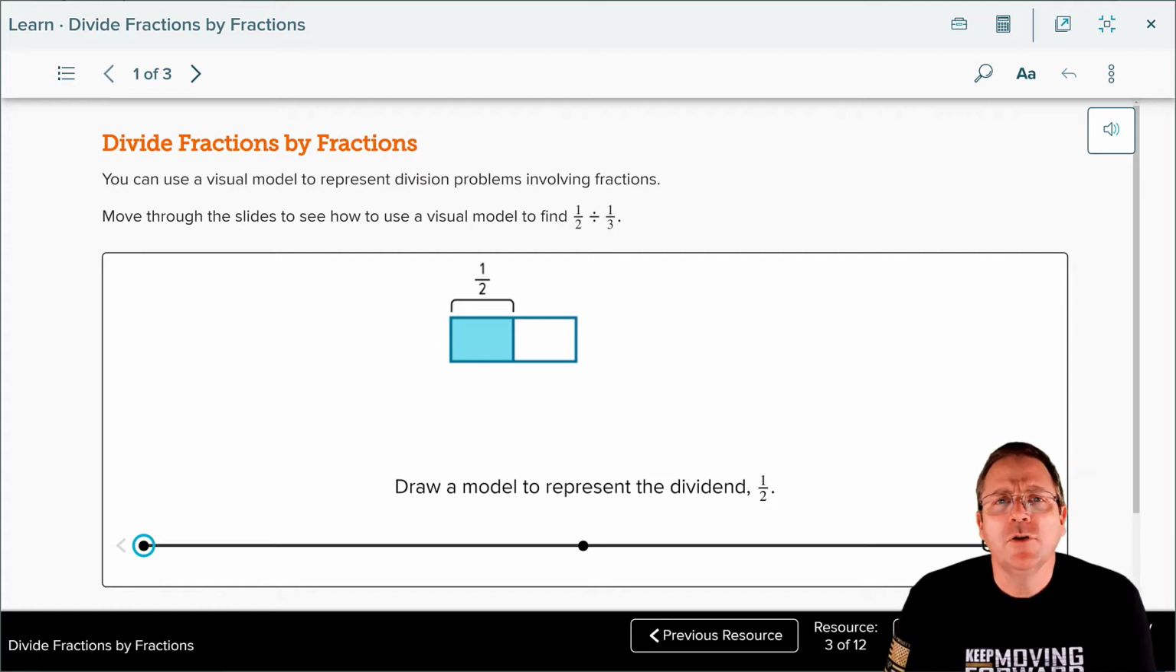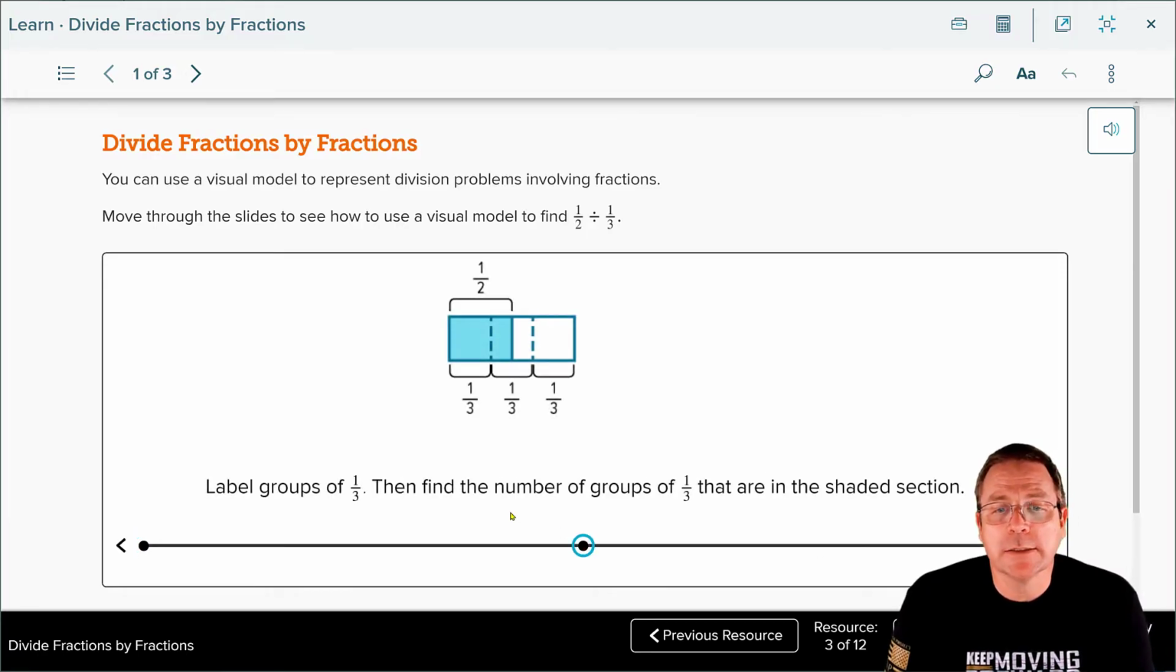You can use a visual model to represent division problems involving fractions, just like we used when we were dividing whole numbers by fractions. Here we've got a problem that says 1/2 divided by 1/3. You can see that the problem is laid out with a fraction bar up here showing it divided into two even sections, 1/2 of it shaded, and we're going to divide it into 1/3. Now that means that we're going to have to divide that entire fraction bar into 3 pieces.